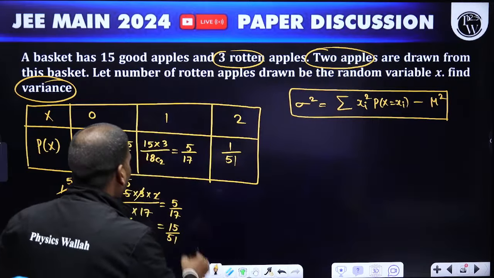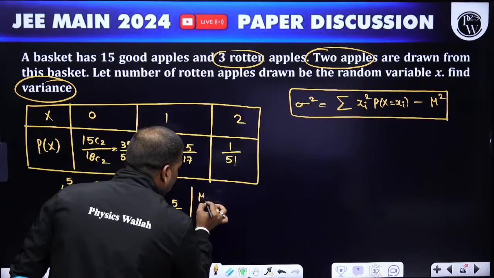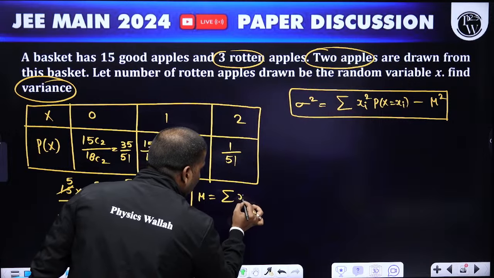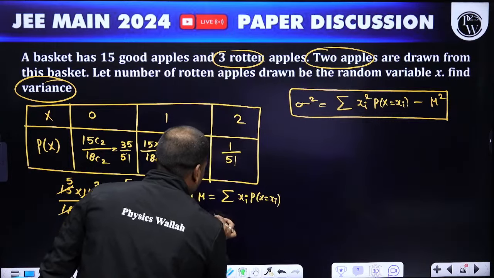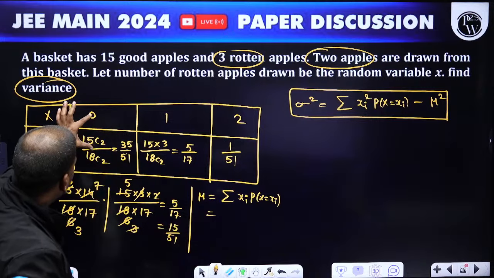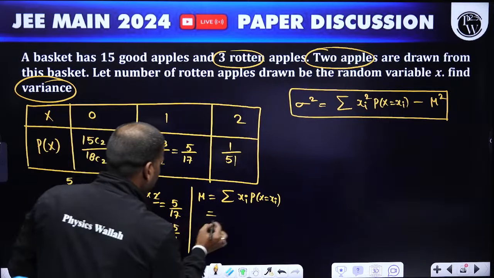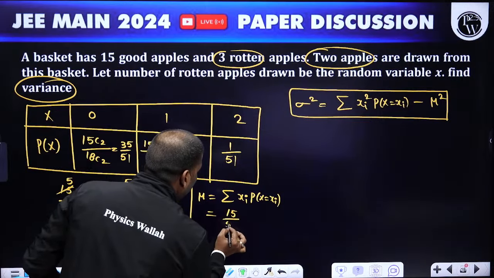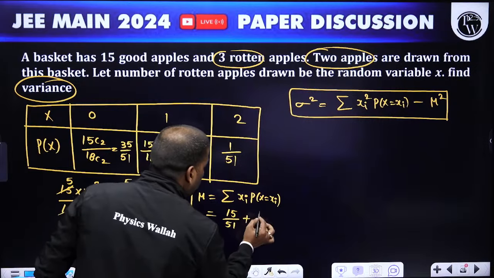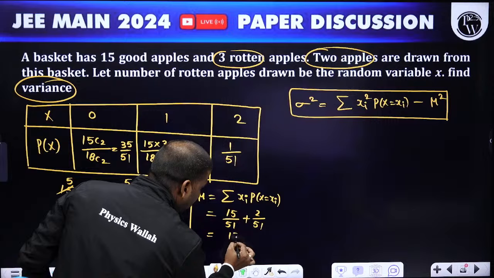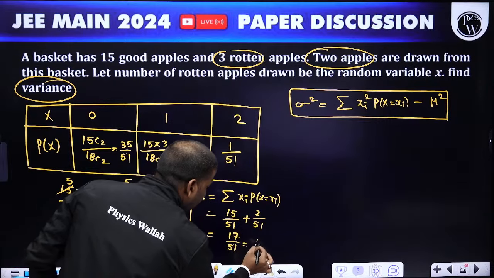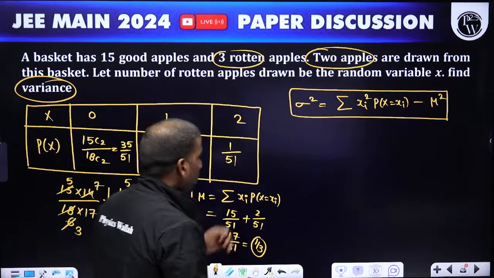So, first we want mu. We need to find mu. What is mu? Sigma xi times p of x is equal to xi. When you multiply these two, 0. This is 5 by 17. So, that means 15 by 51. Plus, what about this? 2 by 51. What do you get? 15 plus 17 by 51. 17 by 51 is 1 by 3. So, this is 1 by 3.